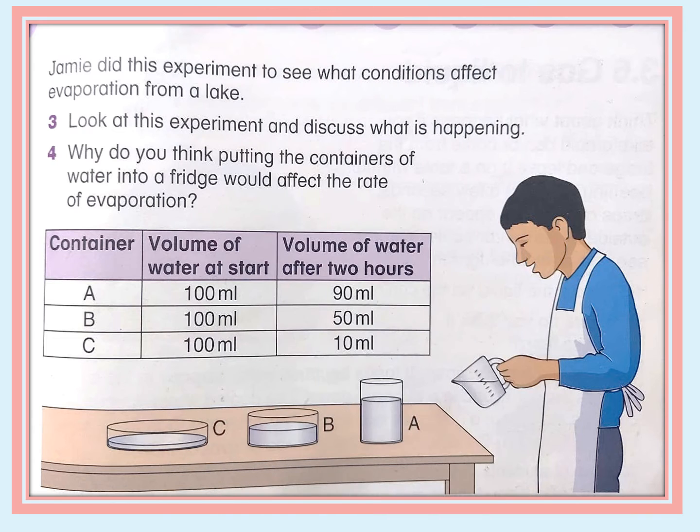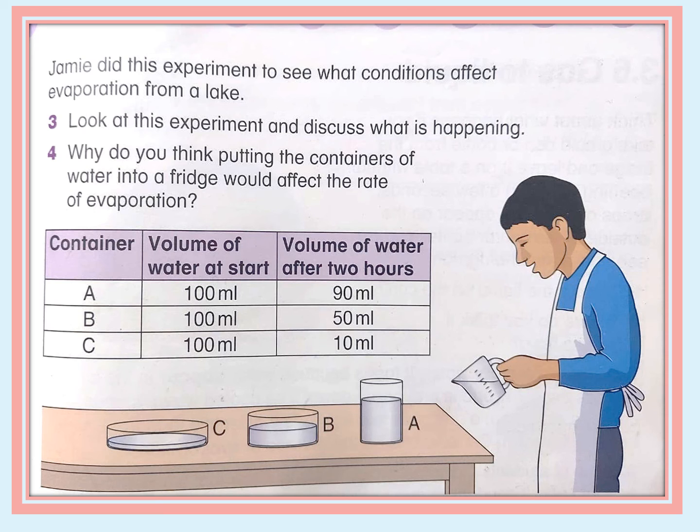Now, look at this picture. Hyomed did an experiment to see what conditions affect evaporation from a lake. Look at the experiment and discuss what is happening. Why do you think putting the containers of water into a fridge would affect the rate of evaporation?